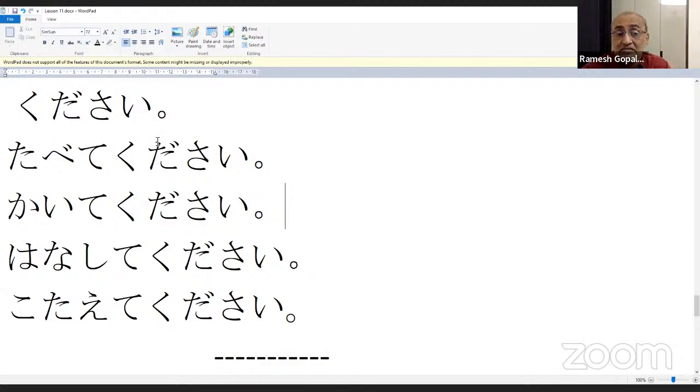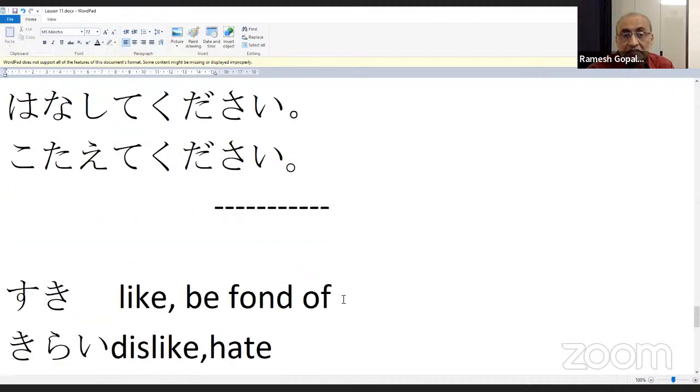So you use kudasai. Okay. Tabete kudasai. Hanashite kudasai. Kaite kudasai. Kotaete kudasai. Like this. So kudasai means please. So before kudasai, you will use te form. Those are the uses of te form that you should know.